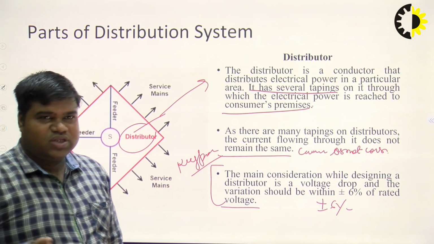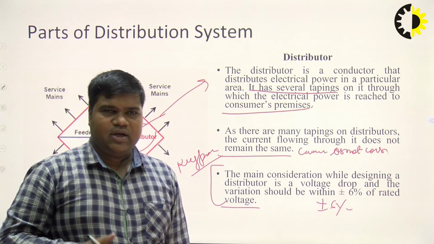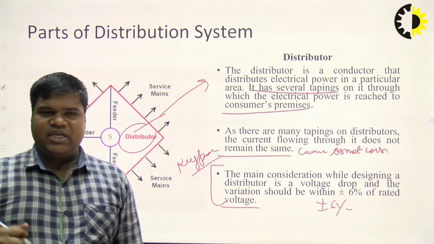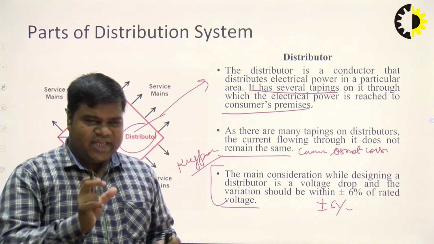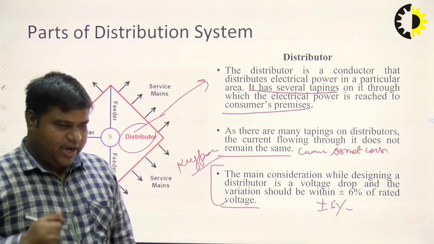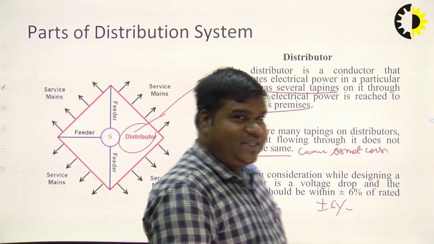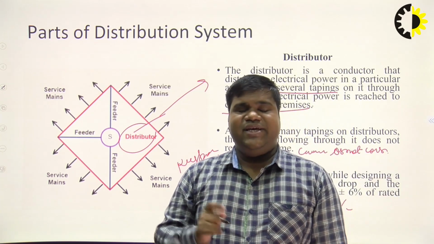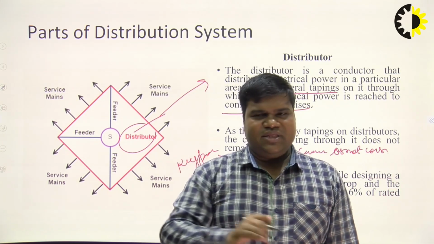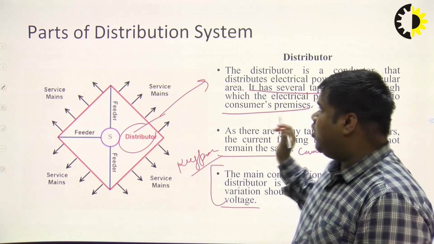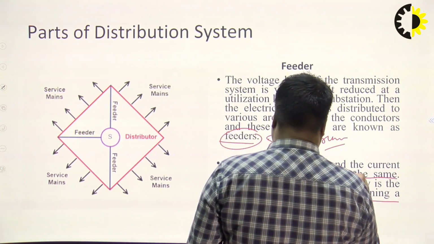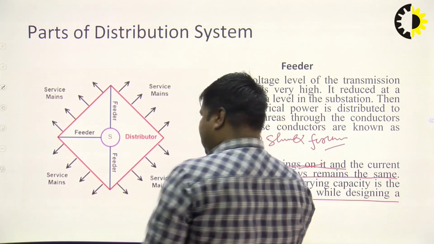For the distributor side, the main consideration while designing a distributor conductor is voltage drop, and the range is to be between plus minus 6% of rated voltage. Another thing: the distributor has several tappings on it, whereas in the case of a feeder, there is no tapping on the feeder side.